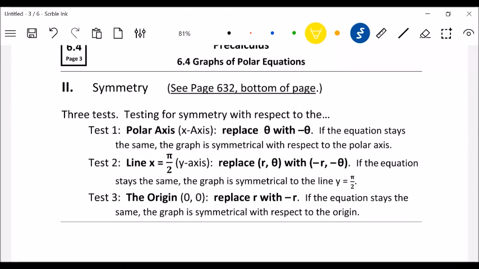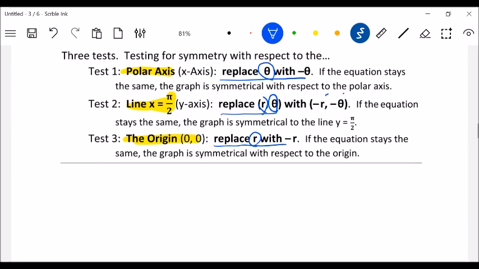Okay. Now let's take a look at what's involved with symmetry. And there's a good explanation of this, page 632 at the bottom of the page. We're going to look at these three things. We're going to test first the polar axis, and then the line x equals pi over 2, and then the origin. So notice our steps, what we'll do. We'll replace the angle with the negative angle. Here, for this one, we replace both of these. That's test 2. And in the origin, we'll replace the radius. So then we change one thing, then the other, then both of them. Or actually, the both of them is in the middle here. That's test 2 for some reason.